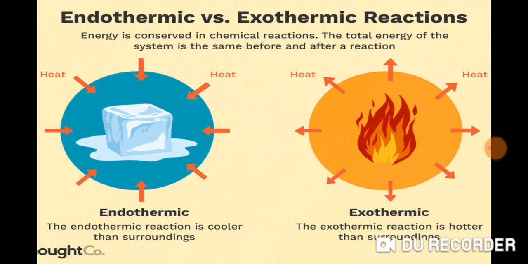Here you can see, in an endothermic reaction, the reaction inside is cooler than the surroundings. It means it is an endothermic reaction. Whereas if the surrounding is hotter, then it is an exothermic reaction.